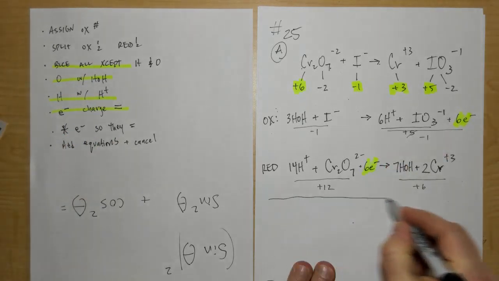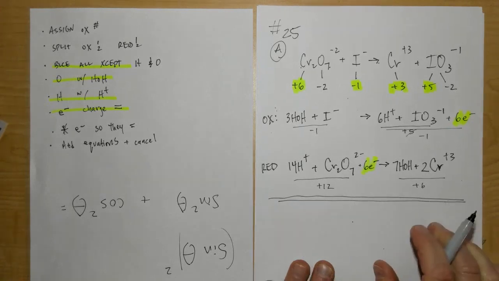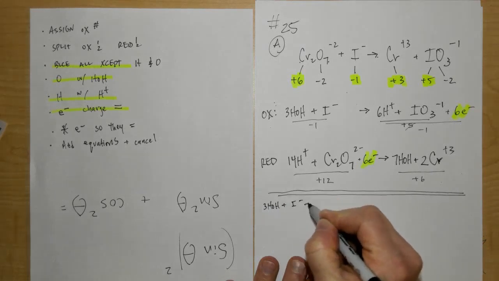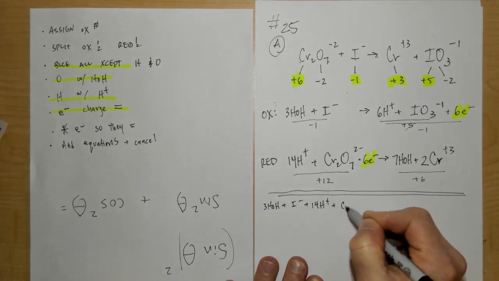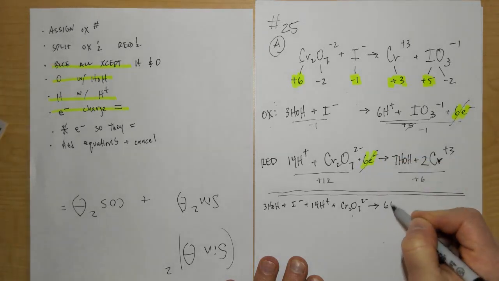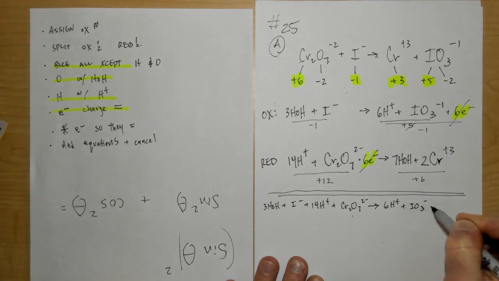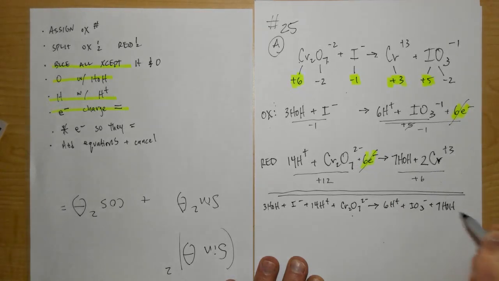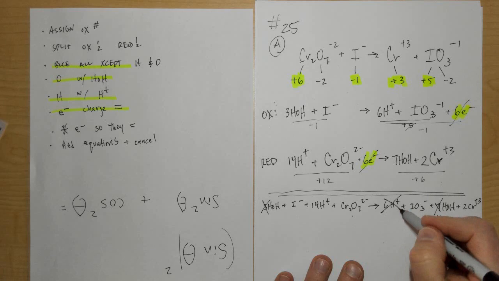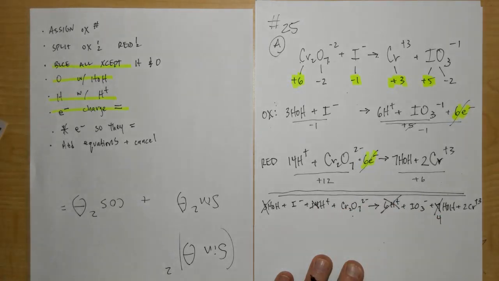And now you can add the 2 half reactions together and cancel anything that's the same on both sides. So I end up with 3 HOH plus an I- plus 14 H pluses plus Cr2O7 2-, arrow, the electrons will cancel with one another. 6 H plus IO3- plus 7 HOH plus 2 Cr +3. I'm going to get some waters to cancel, and I think I get rid of these H+, and I end up with 8 H+. Did I do that math right?